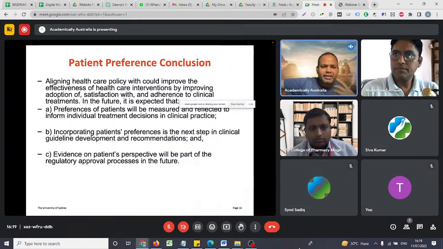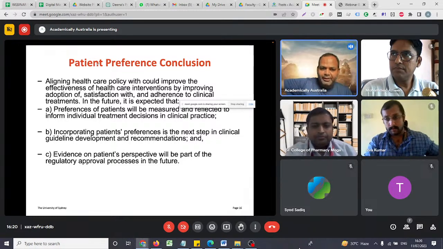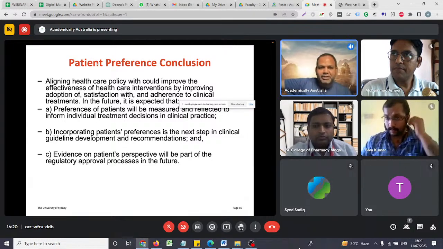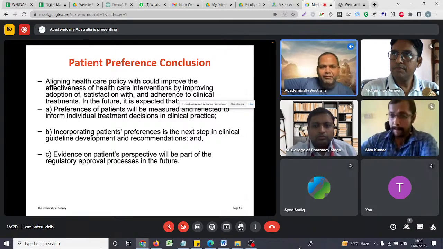So in conclusion, incorporating patient preference into healthcare policy could improve the effectiveness of healthcare intervention by improving adherence or satisfaction. Obviously, we take the medication as given per our preference, so adherence will increase and the satisfaction of the patient will increase.